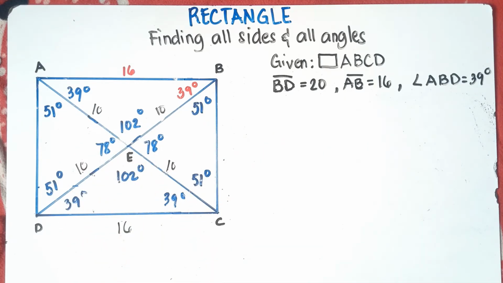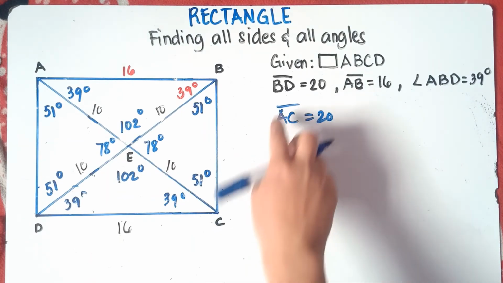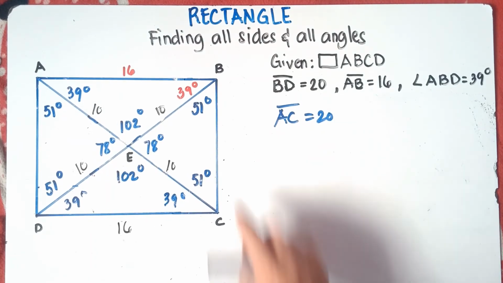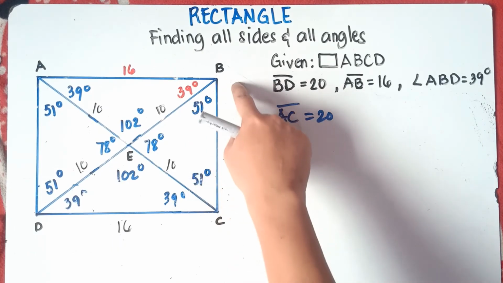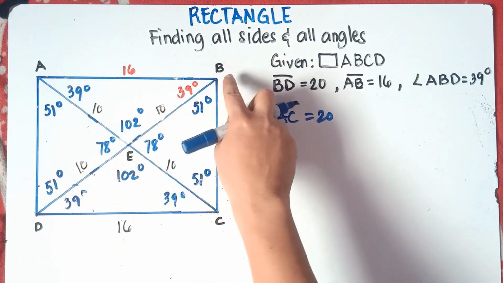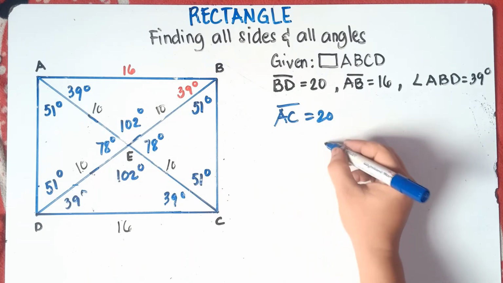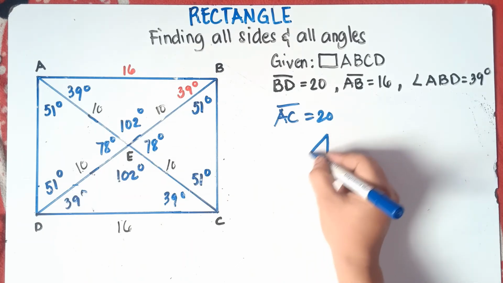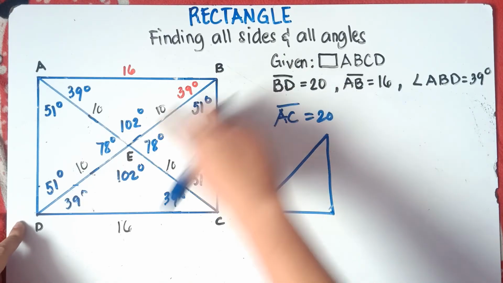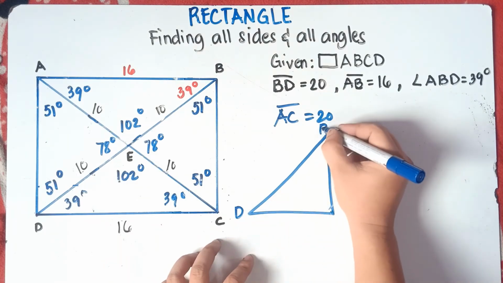Alright, so we're done. So once again, AC is 20, the same measure as BD because the diagonals of rectangles are congruent. So we're lacking the side, class, BC. So if we draw this triangle, let's just draw this one, class, DBC. This one triangle, class, DBC. Let's just have DBC.